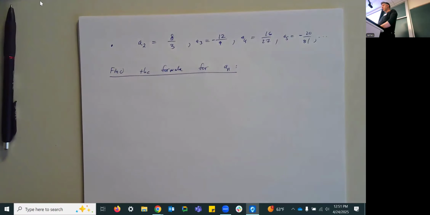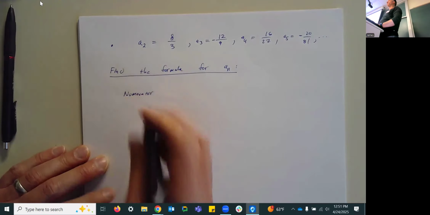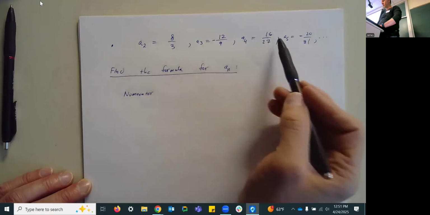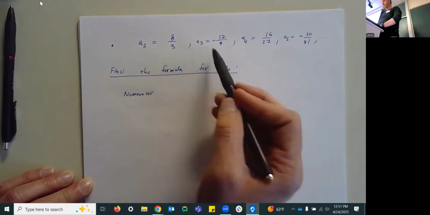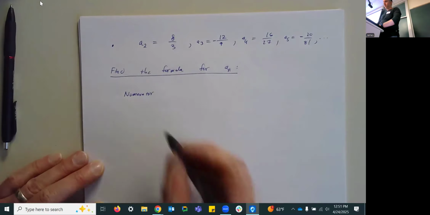So when you have a fractional type sequence, which a lot of them are, but not all of them, if I see a fraction, I'm usually thinking of the numerator and the denominator wholly separately. Let's look at the numerator and see if we can find a sequence for that. I'm also thinking if it's alternating, I'm going to think of that as a third separate part. So there are 3 pieces we're going to put together: the numerator sequence 8, 12, 16, 20, the denominator sequence 3, 9, 27, 81, and the alternating part positive, negative, positive, negative. So first for the numerator.